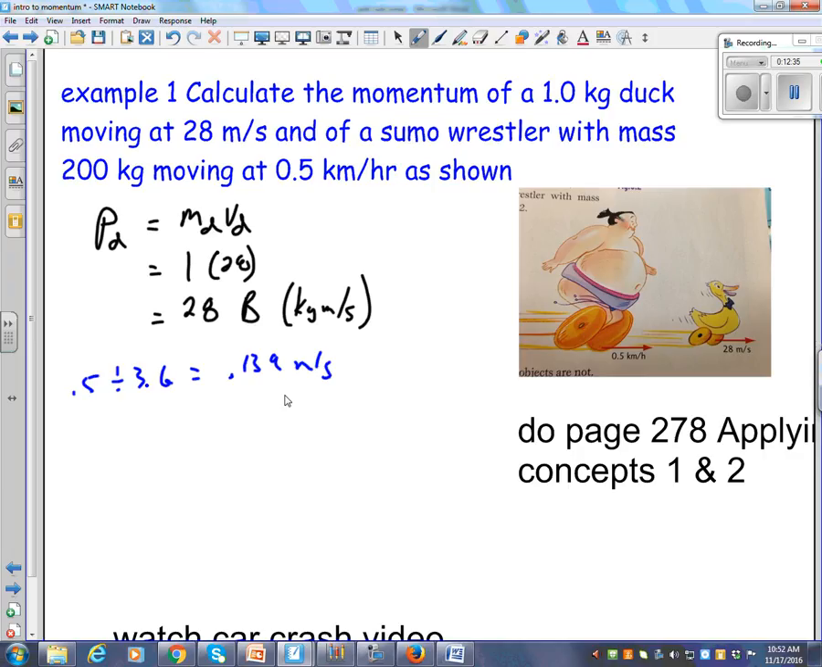Now, 0.5, right here, right? Momentum equals mass times velocity, but the subscripts are going to be S's. And the subscripts are really up to you. I mean, if you want to call him a wrestler, go ahead. So the mass of the wrestler is going to be 200 times the speed, which is 0.139. And I've already got it in my calculator, so I'm just going to take that number and go times 200.